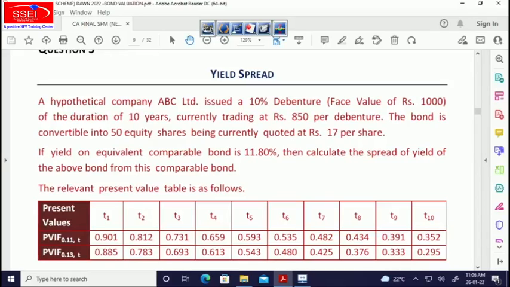A hypothetical company ABC issued a 10% debenture, face value 1000, of duration 10 years, currently trading at 850 per debenture. Please pardon them. Duration over here means maturity. So it's a 10-year bond trading at 850. The bond is convertible OCD into 50 shares trading at 17. So 50 into 17 is 850.